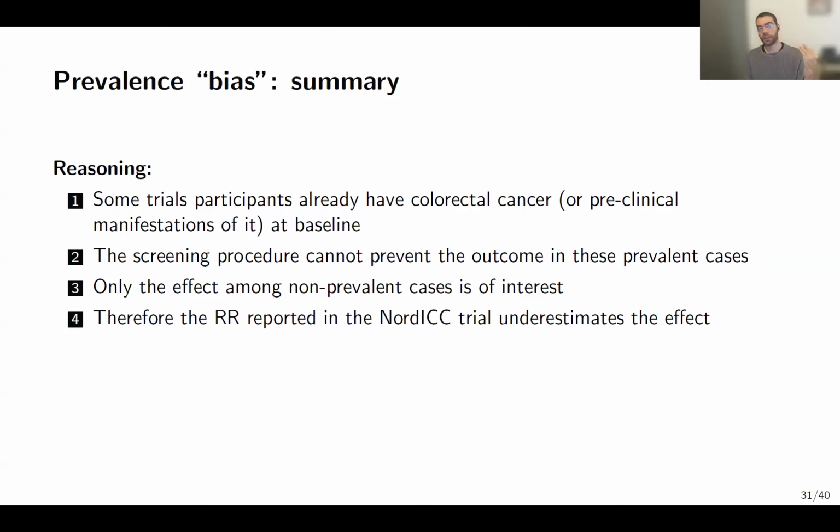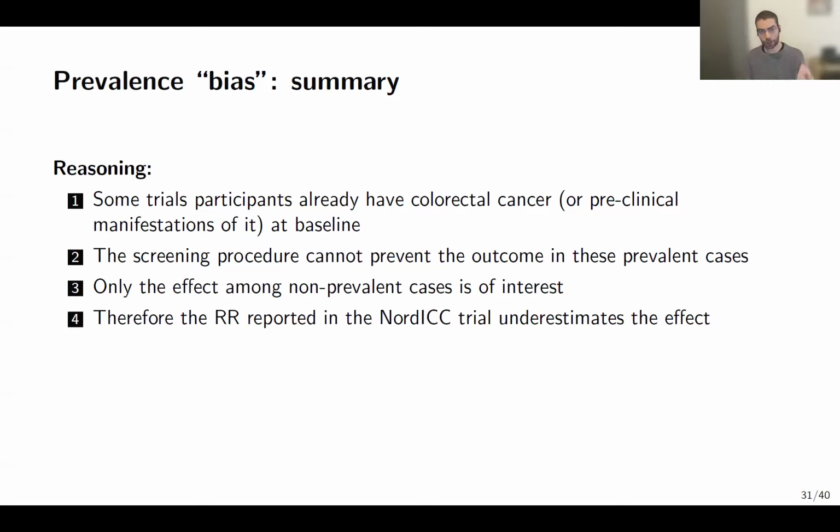But just to recap, what is the reasoning of this prevalence bias? What is the rationale of Brenner and colleagues to argue that there is a prevalence bias? First, they claim some trial participants already have colorectal cancer at baseline, so the screening procedure cannot prevent the outcome in these prevalent cases, and therefore the effect we're interested in is the effect among the non-prevalent cases. They believe that the Nordic trial is an underestimation of the true effect they care about.